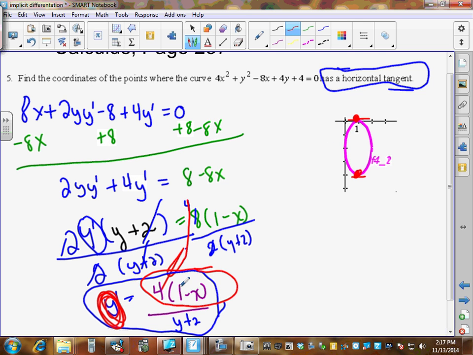So we want to know what would make this equal to 0. Well, let's see. It can't be the 4. We know that right here, if x was equal to 1, you'd have 1 minus 1, 0. 4 times 0 would be 0. So 0 over this. So the answer is that x equals 1.